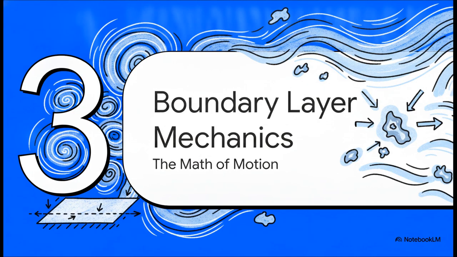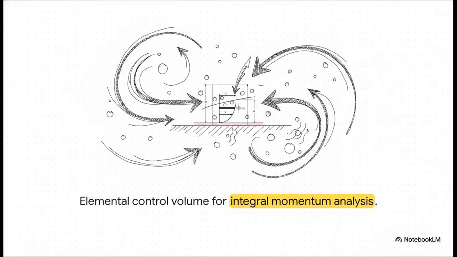Which brings us to part 3, boundary layer mechanics. Okay, calculating the exact math for every single microscopic molecule in a fluid is literally impossible. So to avoid that impossible math, engineers draw an imaginary box, which we call a control volume, around a tiny elemental piece of the boundary layer. By drawing this box, we can simply balance the forces and momentum entering the box against the forces and momentum leaving it. It's like a giant puzzle.